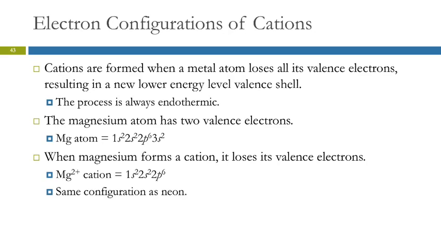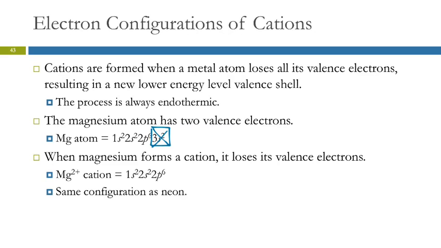Cations are formed when electrons are lost. And for the predictable main group metals, they lose all of their valence electrons. So let's look at magnesium. So here's the electron configuration for magnesium. It has 2 valence electrons, right here. It wants to look like the cool kids. It wants to look like the noble gas. The noble gases have 8 valence electrons. So it loses those 2 electrons.